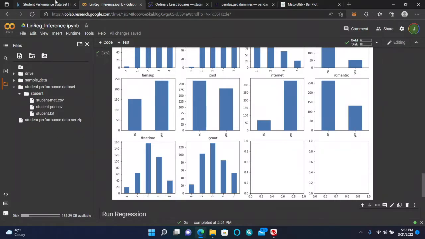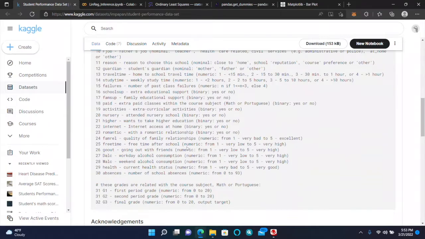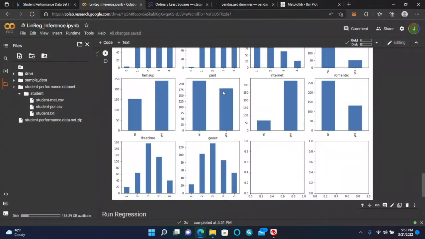Here, this free time, let's check what that is. Free time and go out, both of them were about in the middle. So let's see what that means. Free time after school, 3 means they have some, but not a whole lot. I guess, how often do they go out? Sometimes, but not all the time.